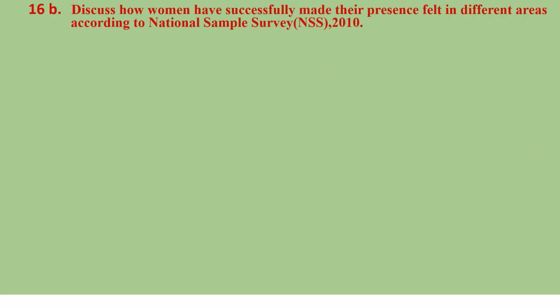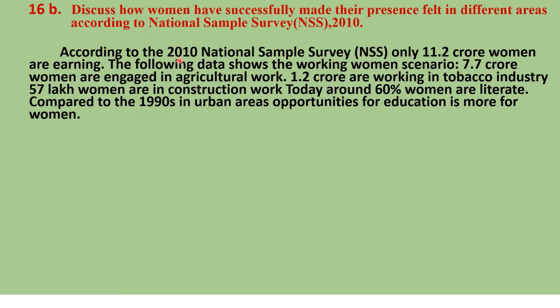Discuss how women have successfully made their presence felt in different areas according to National Sample Survey NSS 2010. According to the sample survey, only 11.2 crore women are earning. The following data shows the working women scenario. 7.7 crore women are engaged in agricultural work, 1.2 in tobacco industry, and 57 lakh in constructional work.